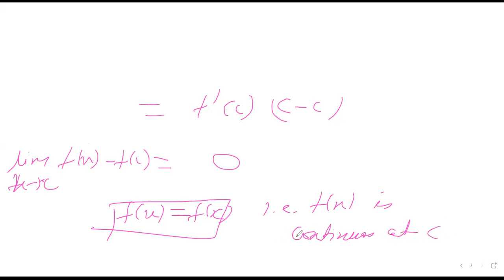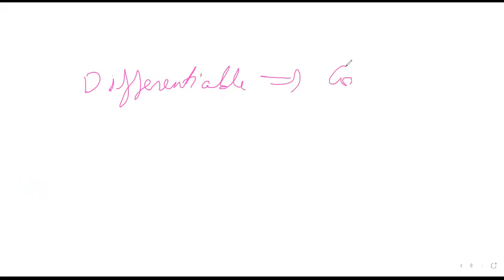Continuous at C. So you can write the proof in this way. You can write it in a much better way. This is a very rough draft, but you get the point. And if a function is differentiable, it means it will also be continuous at that point.